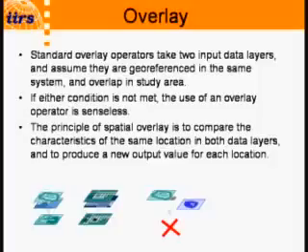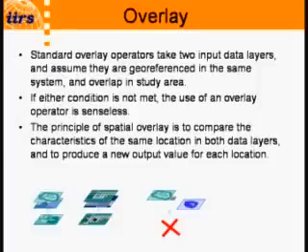operation. So the principle of spatial overlay is to compare the characteristics of the same location in both data layers and to produce a new output value for each location. You can see the vector overlay and the raster overlay. They are all georeferenced to each other. They all have the same spatial extent, and they can simply be overlaid and generate a new polygon which will change their original data values. So if either condition is not met, the use of an overlay operation is senseless. The most important thing is they should be georeferenced in the same system and overlap in the same area.